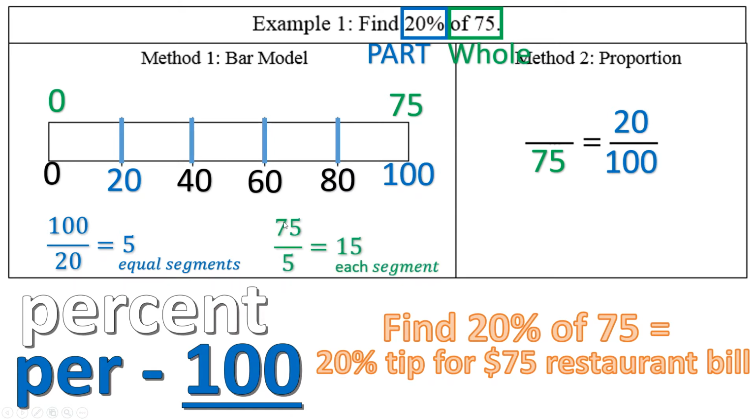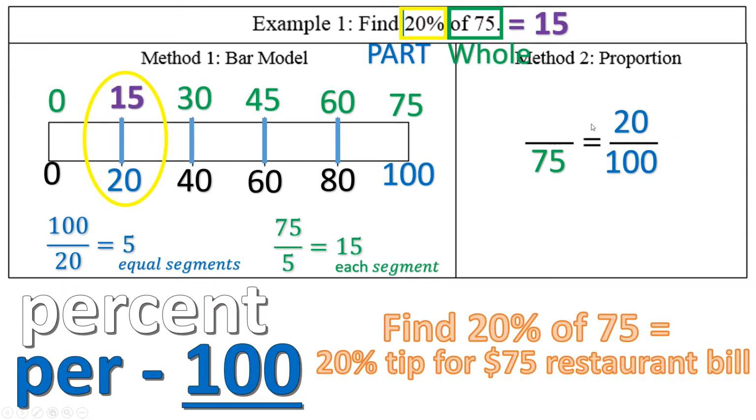If we split 75 into 5 equal parts, because this is split into 5 equal parts, 75 divided by 5 is 15. So we'd have 15, 30, 45. What would this one be? 45 plus 15 more is 60. So therefore, 20% of 75 is 15. So that here tells us our answer is 15.